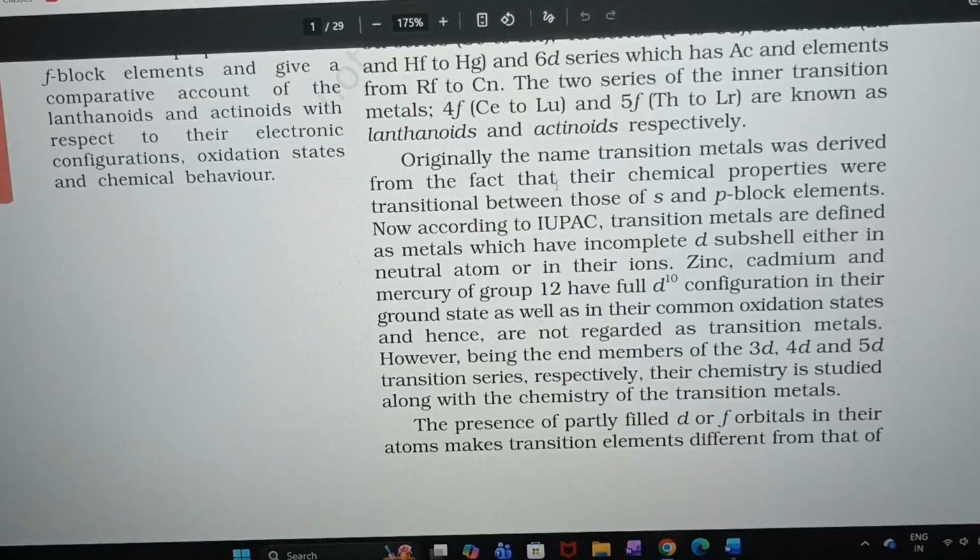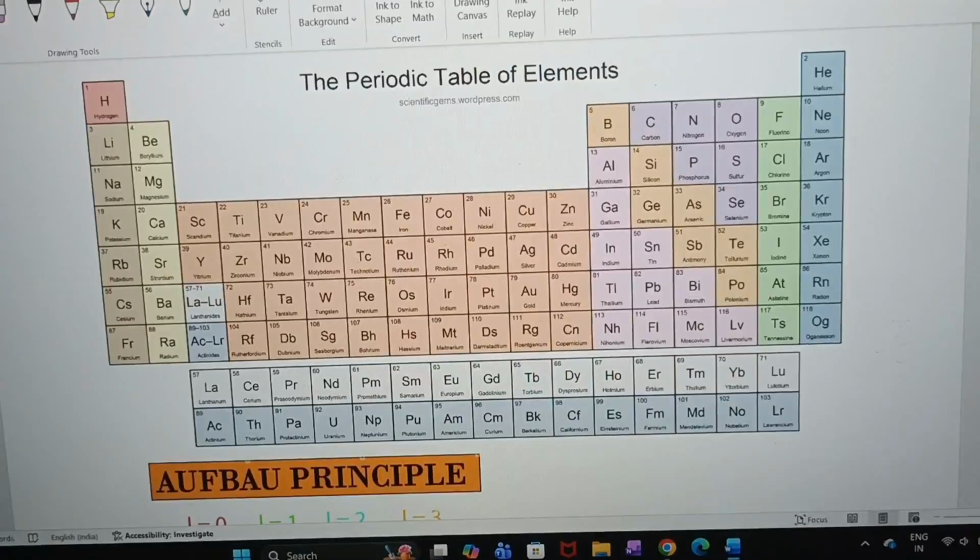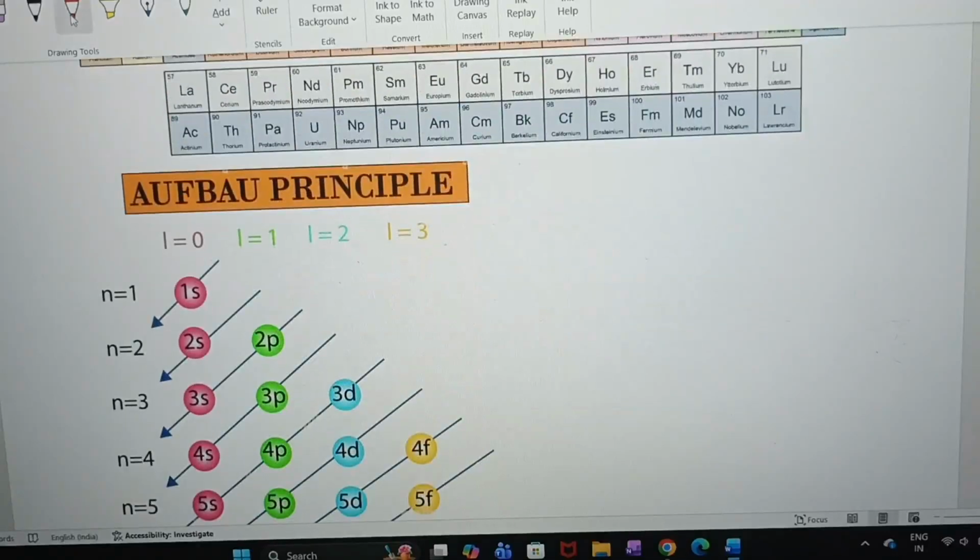But then IUPAC gave a different definition, saying that transition metals or elements will be those metals which have an incomplete D subshell, either in neutral form or in their ionic form. As you know, if we are talking about d block elements or transition elements, the electron will be filling the d orbital. So if it is incomplete, that means, d orbital means what? We are filling the electrons like this when it comes to the electronic configuration.